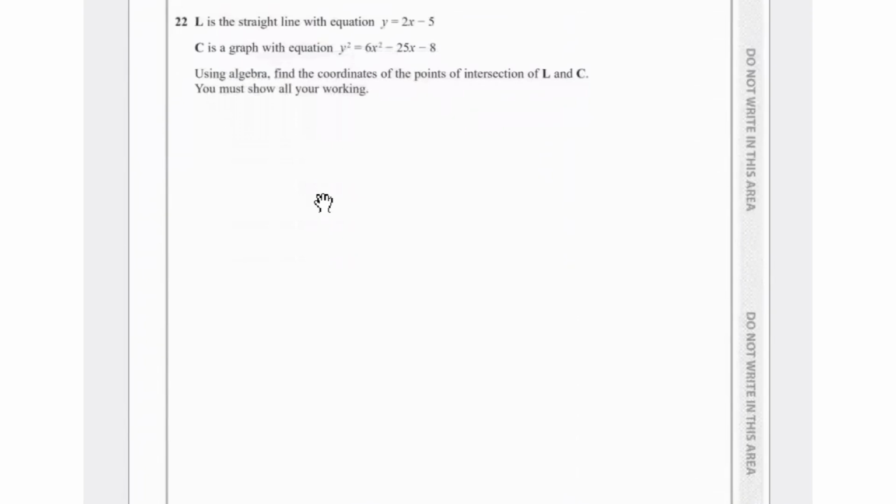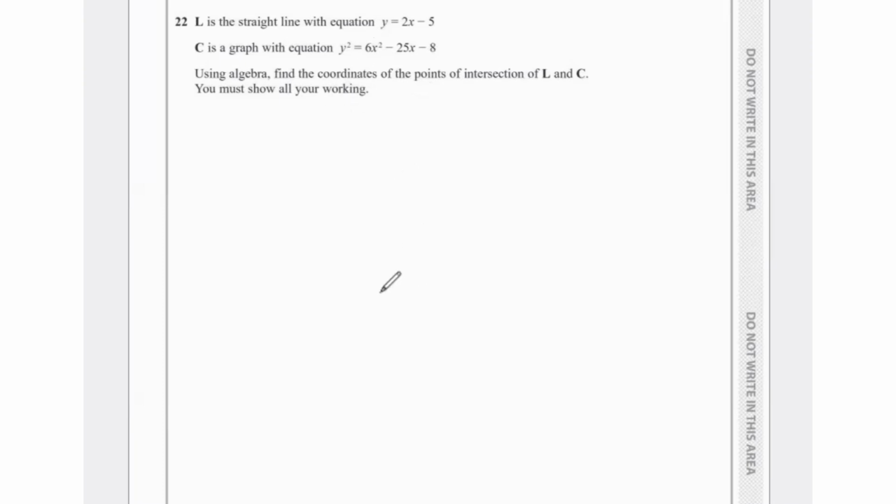Question 22 says L is the straight line with the equation y equals 2x minus 5. C is a graph with the equation y squared equals 6x squared minus 25x minus 8. Using algebra, find the coordinates of the points of intersection of L and C. You must show all your working.